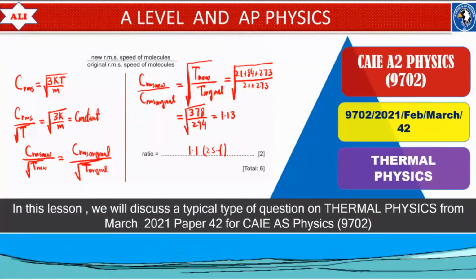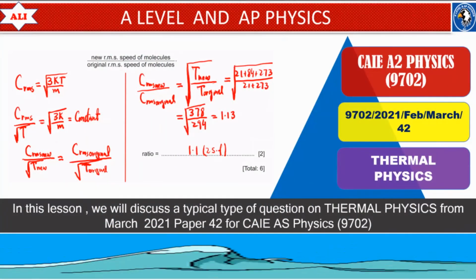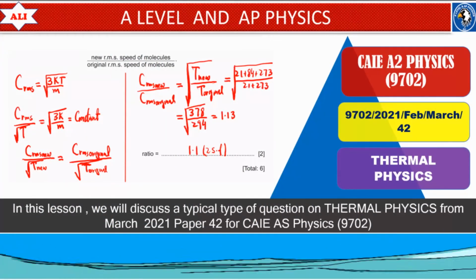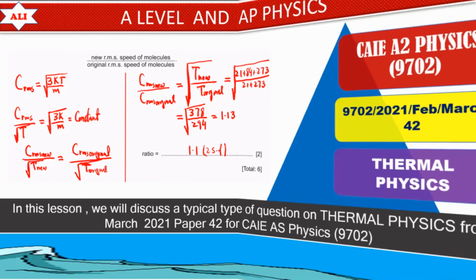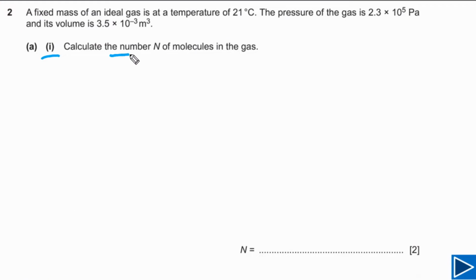Welcome to A-Level and AP Physics. In today's lesson, we will discuss a typical type of question on thermal physics from March 2021, paper 4, variant 2. For part A1, the question is asking us to calculate the number of molecules in the gas.